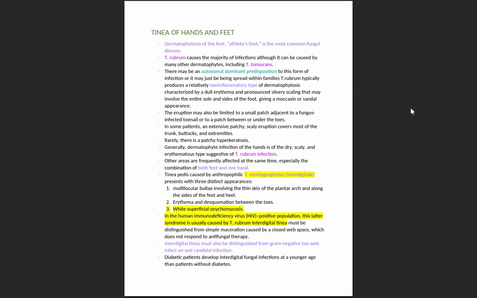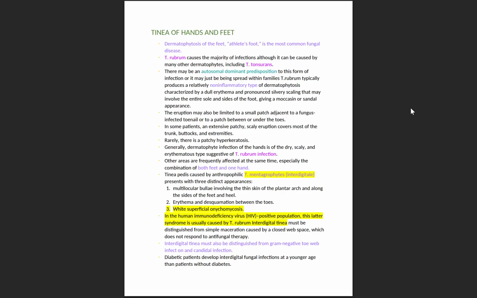Trichophyton rubrum causes the majority of the infections, although it can be caused by many other dermatophytes, including Trichophyton tonsurans. There may be an autosomal dominant predisposition to this form of infection, or it may be just spread within families. Trichophyton rubrum typically produces a relatively non-inflammatory type of dermatophytosis, characterized by dull erythema and pronounced silvery scaling that may involve the entire sole and side of the foot, giving a moccasin or sandal appearance.